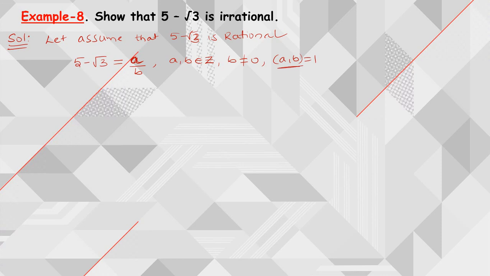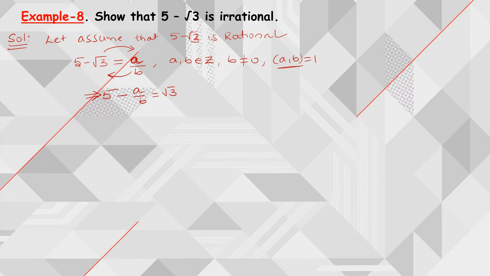Right, now from this, on transposing minus root 3 to the right hand side and a by b to the left hand side, what am I going to have? This I can write as 5 minus a by b is equal to root 3.